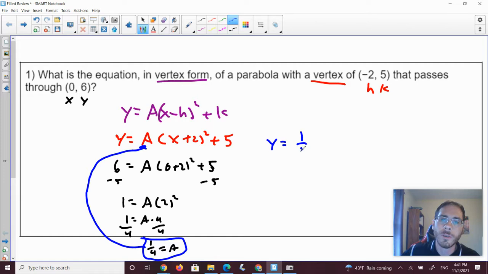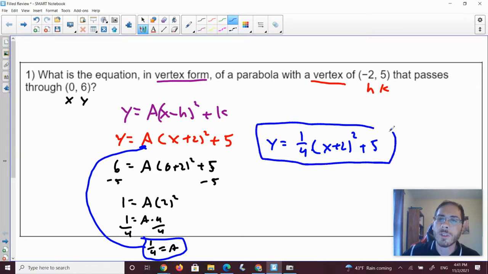y equals 1/4, parentheses x plus 2 squared plus 5. And so we're all set there. And if you wanted to double check that, you're more than welcome to double check that with the graph. So you can make the graph of that equation and see if it actually does pass through (0, 6), and if it does have a top or a bottom at (-2, 5). So it should be a minimum because 1/4 is positive. So it should be at the bottom.